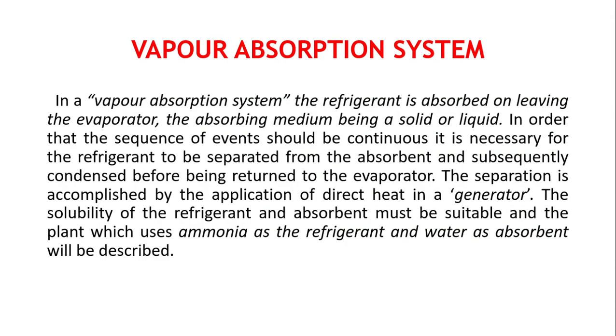Students, today we are going to see the vapor absorption system. As we have already discussed, the vapor compression refrigeration system is the most commonly used refrigeration system, widely used in domestic applications such as refrigerators, storage, preservation of ice creams, vegetables, etc. It mainly consists of a condenser, compressor, evaporator, and expansion valve.